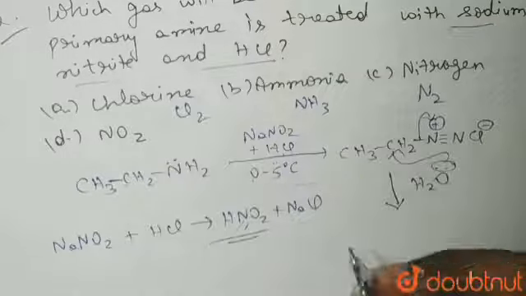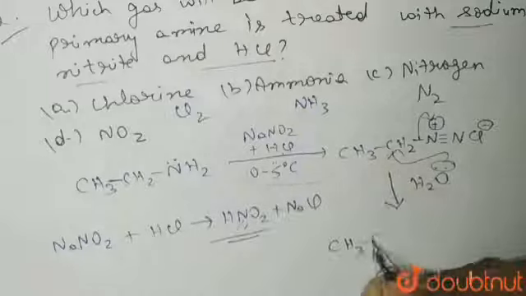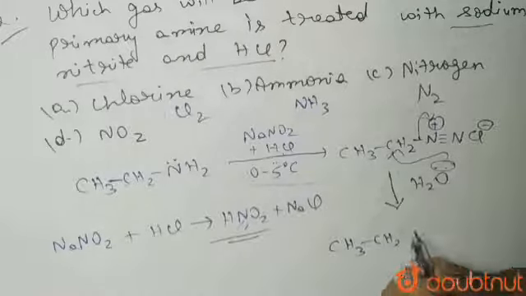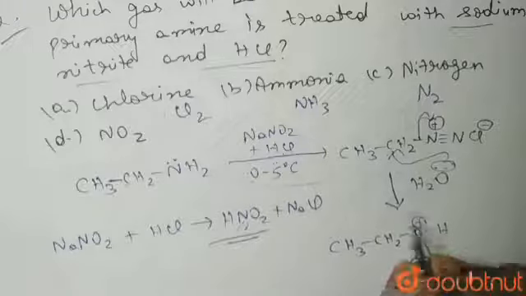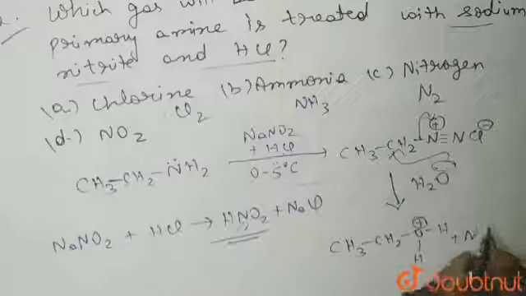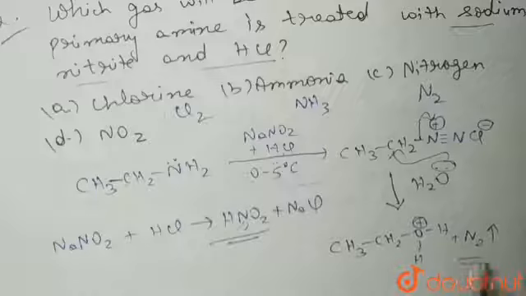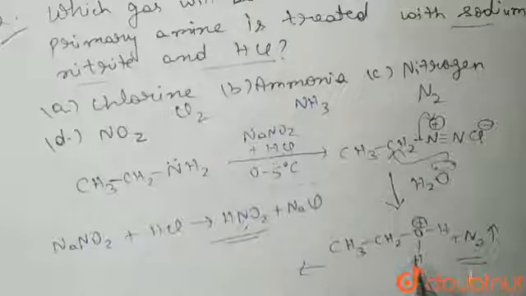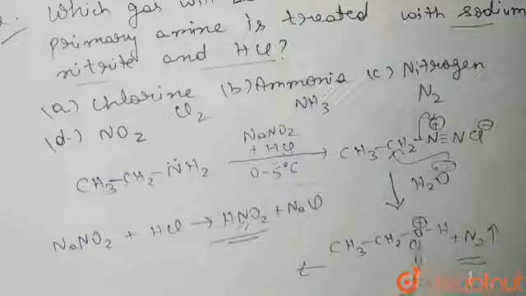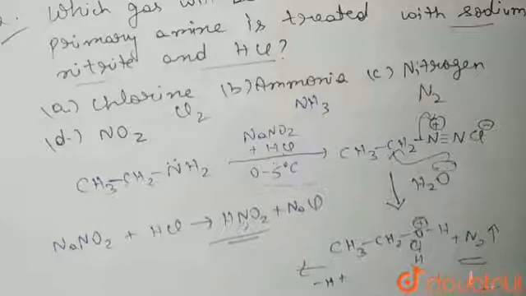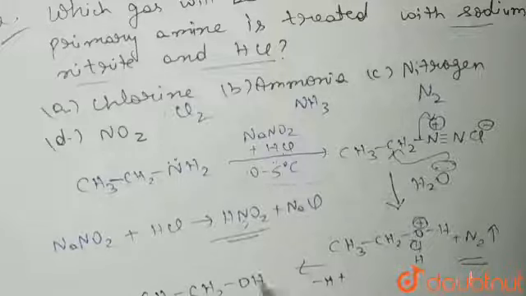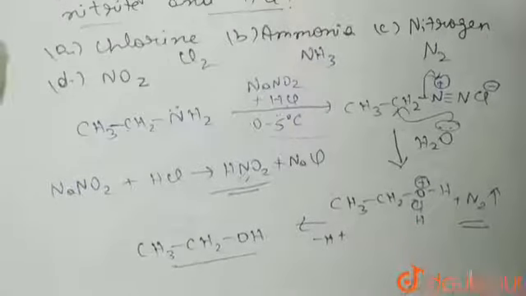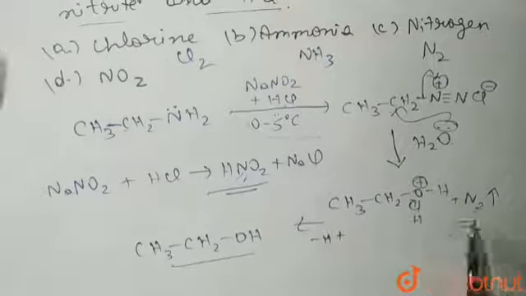Okay, so what we will get? We will get this CH3, CH2, OH2 like this, with a positive charge on oxygen, plus N2 gas will be evolved. So here N2 gas is evolved, and later in this molecule H plus will be removed, right? Minus H plus will take place, and thus we will get our ethanol, CH3, CH2, OH. So thus we will get this ethanol molecule, and here nitrogen gas is evolved.